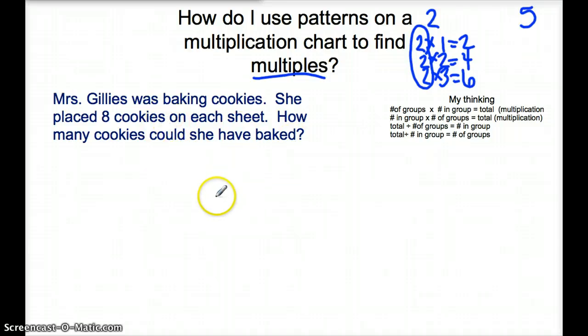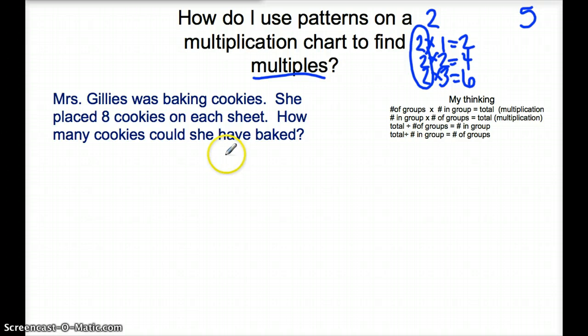So here's our problem. Mrs. Gillis was baking cookies. She placed 8 cookies on each sheet. How many cookies could she have baked? All right, I'm going to read it again. I'm going to think about the who and the what. Mrs. Gillis was baking cookies. She placed 8 cookies on each sheet. How many cookies could she have baked?